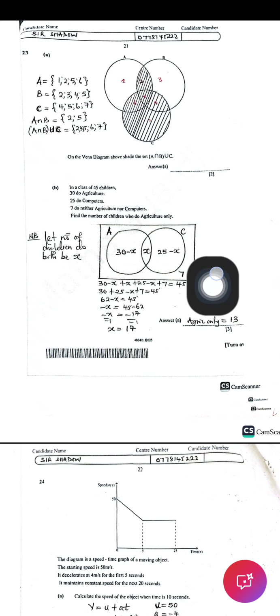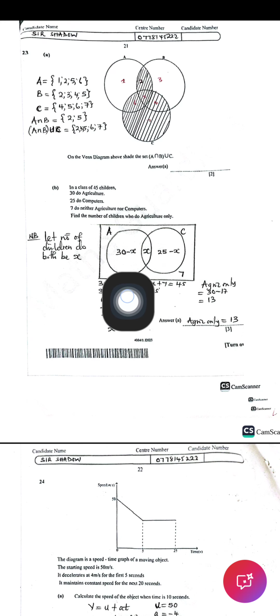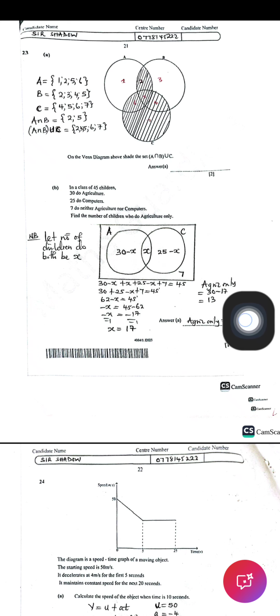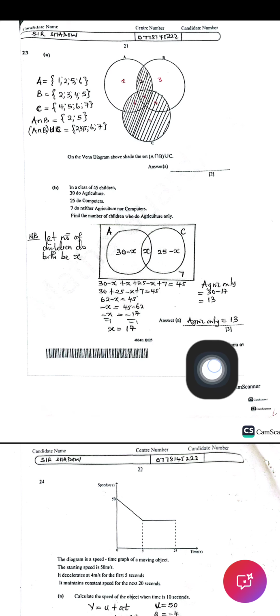So what I have to do now is find the number of learners who do agriculture only. For agriculture here, it is 30 minus x. So I say 30 minus 17 because x is 17. 30 minus 17, I get 13. So agric only is the number of learners who do agriculture minus the number of learners who do both. So I get 30 minus 17, now I get 13. So 13 is the number of learners who do agric only.